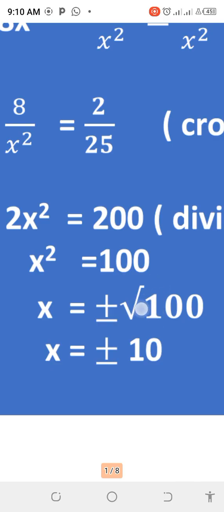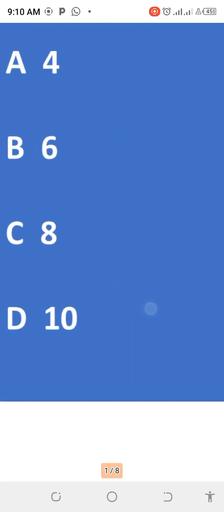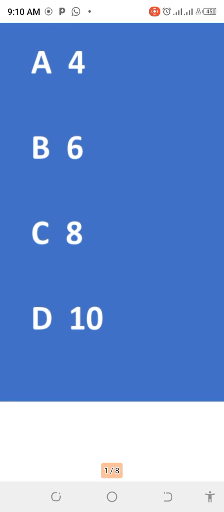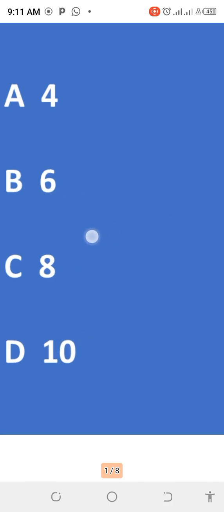So let us go back to the options and find out whether there is anyone that is 10 there. In the options you have D. So D is the right option in that question. Let's forge ahead.